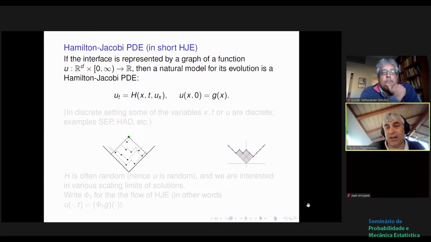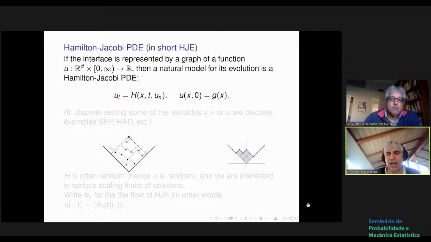And based on the description that I gave before, it should satisfy the Hamilton-Jacobi equation with u_t, u_x representing the partial derivatives. And basically, I'm saying that the rate of change of the height function u can be expressed as a function of position, time, and inclination. So u_x represents the inclination of the surface at position (x,t). And this should be coupled with some initial condition. So the initial condition is represented here by g(x).